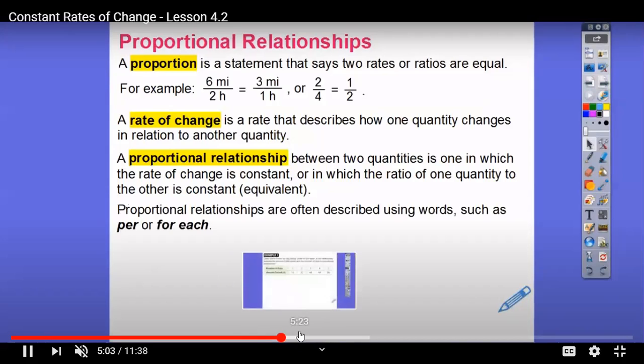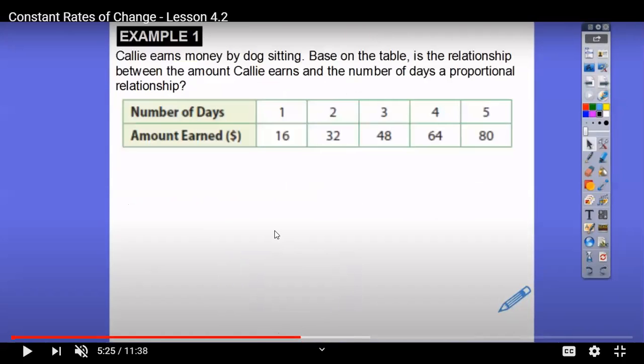Second, in case we have a table like this: Carly earned money by dog sitting. Based on the table, if the relationship between the amount Carly earned and the number of days is a proportional relationship, how are we going to decide that this relation is proportional? How will we calculate it?